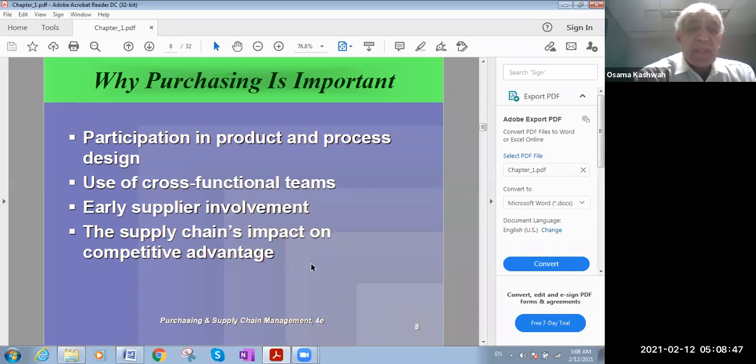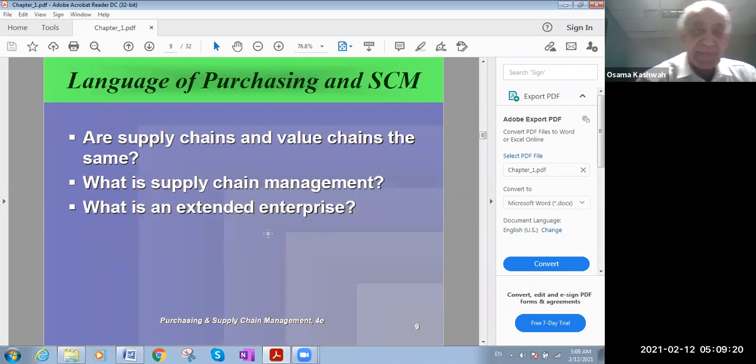Also, because of the design of the product itself and the use of cross-functional teams, this is one of the points that makes purchasing important. Early supplier involvement is another point that makes purchasing a very important job. The supply chain's impact on competitive advantage is another point.